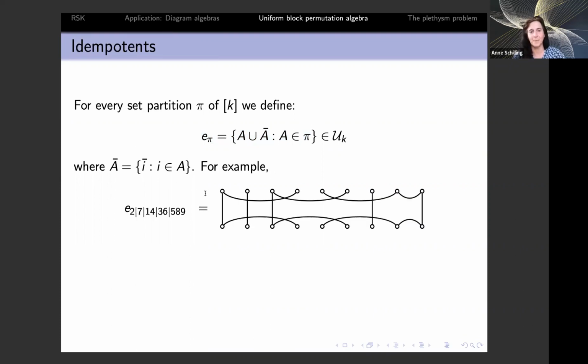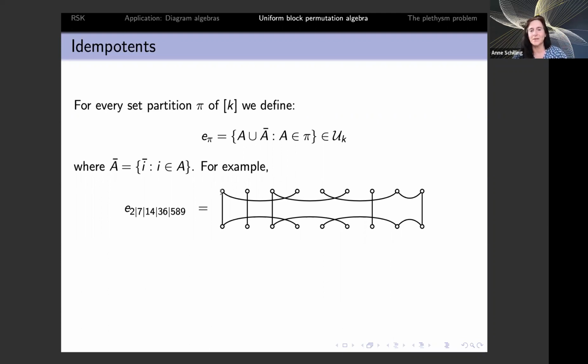So here's an example. Here I'm writing my partition by putting vertical lines. When I write 2 vertical line 7, vertical line 1, 4, and so on, I just mean that 2 by itself is a block, 7 is a block, 1, 4 is a block, 3, 6 is a block, and 5, 8, 9 is a block.